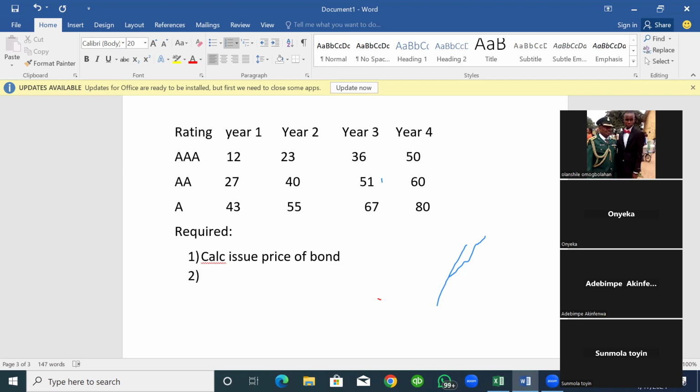Question 2: calculate the yield to maturity. The third question, even after I solve it, please let me mark this question, because when I talk about duration, we'll come back and use it to calculate duration.